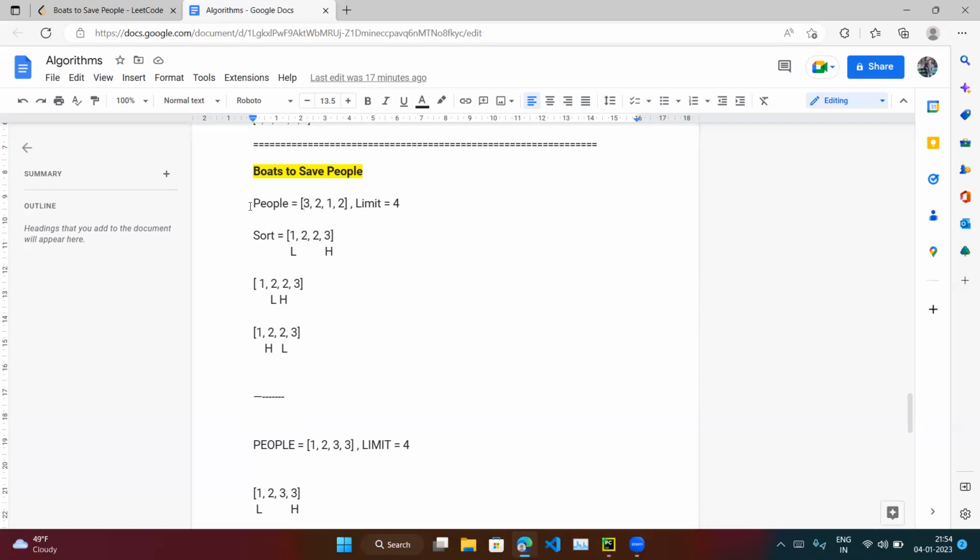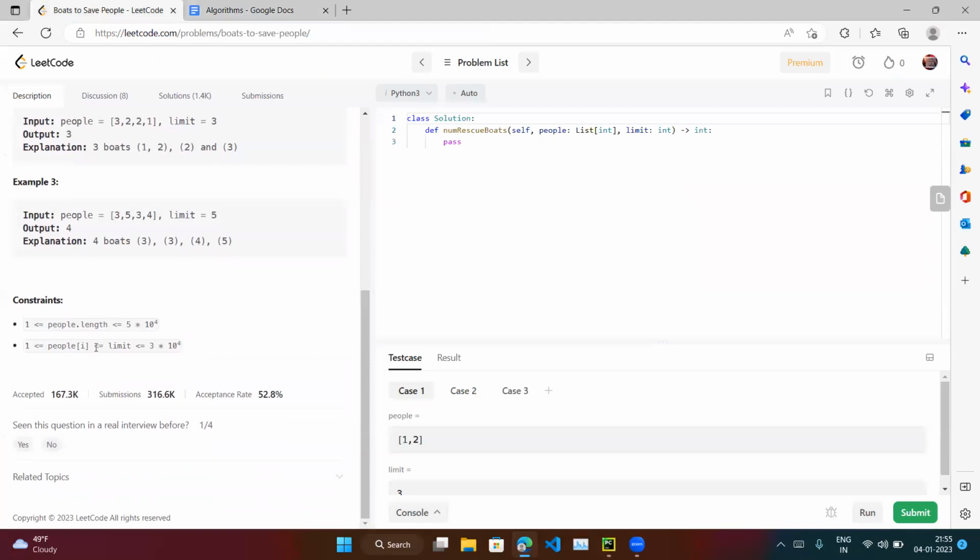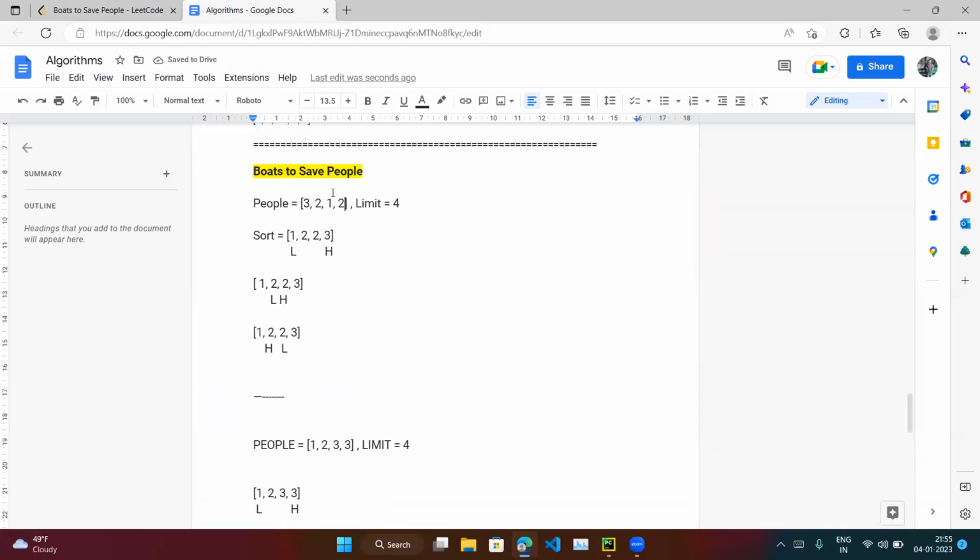If we want to proceed with the logic, let's suppose we start with the 3. Who is the maximum weight in this? One more thing: there should not be an array with a person of weight 5 when the boat can hold a maximum limit of 4, because this person can't sit on the boat, right? So this is an invalid scenario. They have given this in the constraints as well, so that scenario will never come into the picture. So who is the maximum weight? The person with weight 3 has the maximum weight.